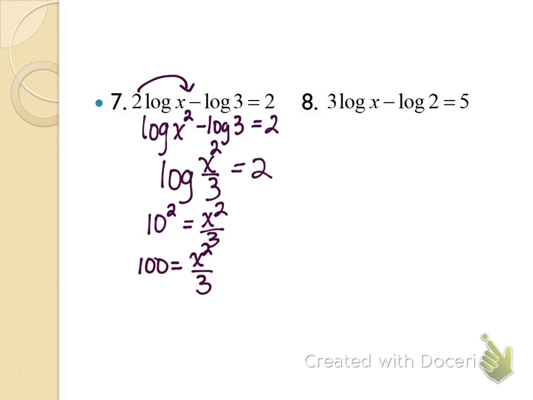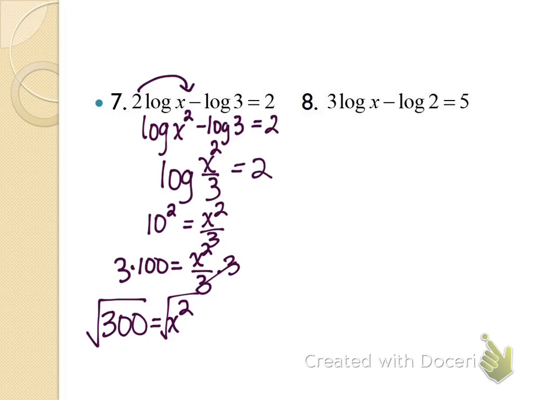Now what can I do to both sides? Multiply. We have to undo this division. To undo division, we multiply both sides by 3. So 3 times 100 is 300 equals x squared. We still need to get rid of the whole squared thing. Square root. So we have to square root both sides.